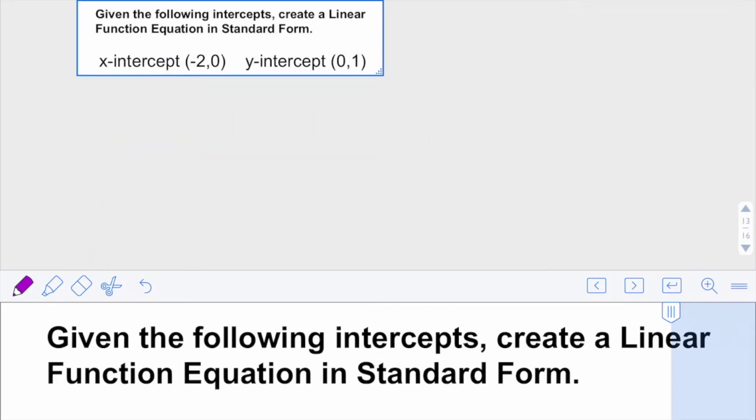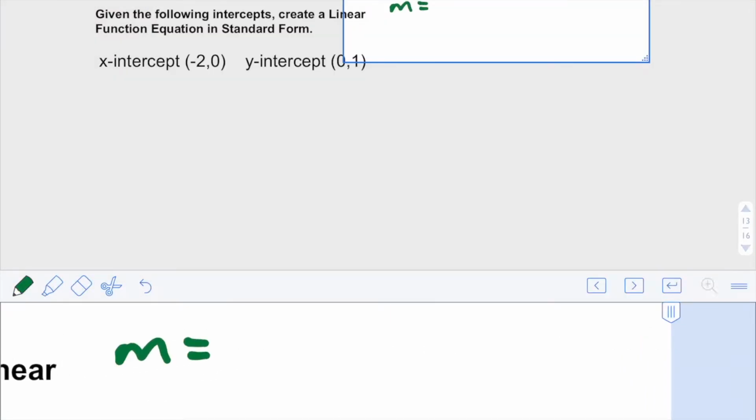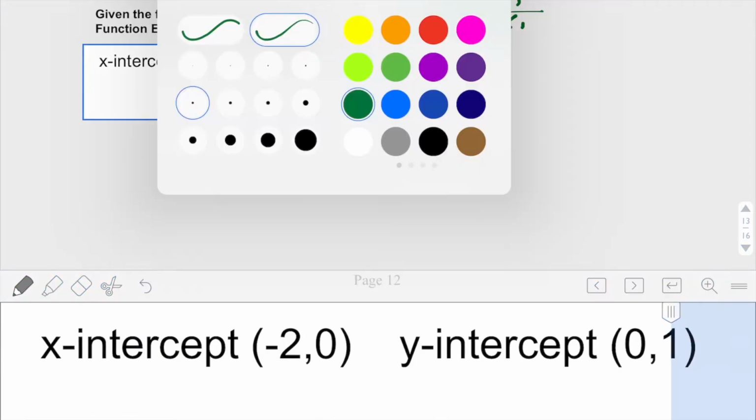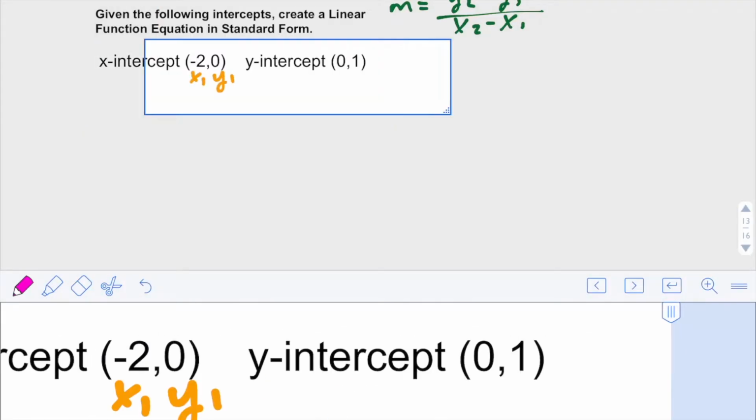So right here it says, given the following intercepts, create the linear function equation in standard form. So I want to use my slope formula. M equals y2 minus y1 over x2 minus x1. So I'm going to come over here and assign some values. This is going to be my x1, this is going to be my y1, this is going to be my x2, and this is going to be my y2.